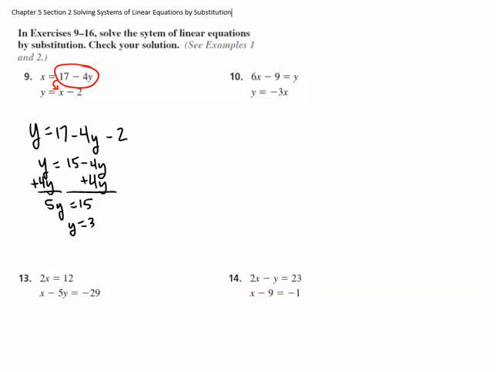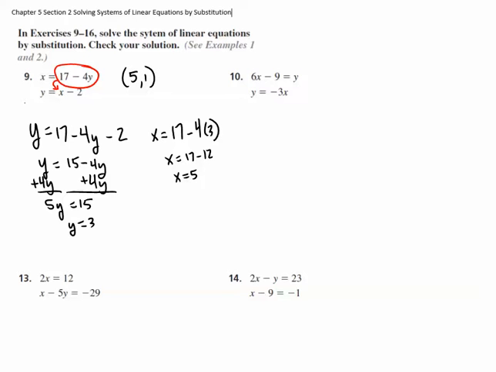Then we're going to take that 3, substitute it into either equation. Let's go back to the first equation. If x is equal to 17 minus 4 times y, which is 3, we get x is equal to 17 minus 12, x is equal to 5. So we have the apparent solution 5, 1.